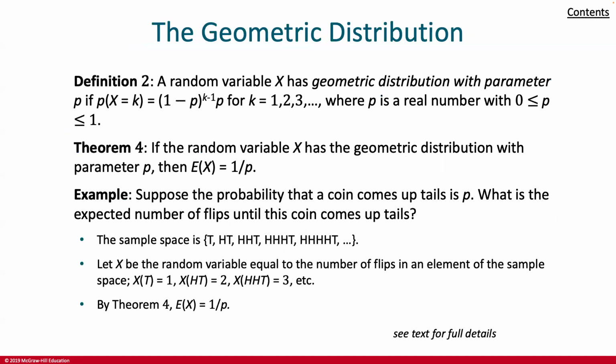Then we have the geometric distribution. The random variable X has a geometric distribution with parameter p if p(X = k) equals (1 - p)^(k-1) times p for k equals 1, 2, 3, etc., where p is a real number with 0 less than or equal to p less than or equal to 1. So I'll let you review that. That just gives us some more information for us to be thinking about to answer that problem.